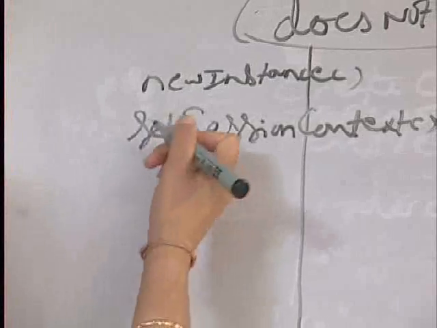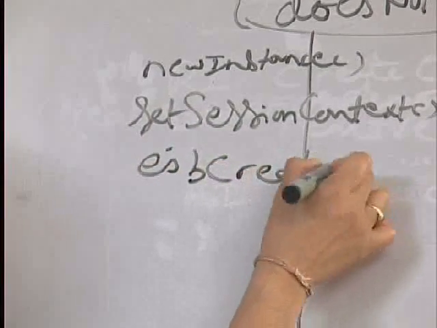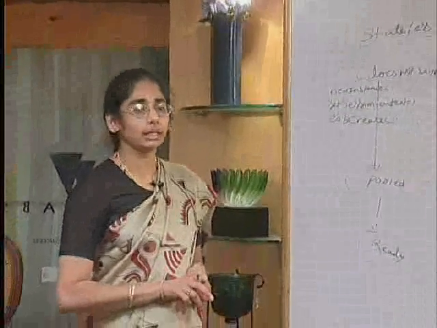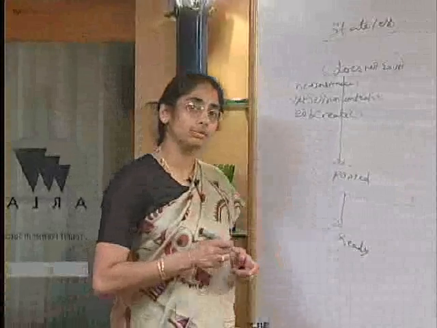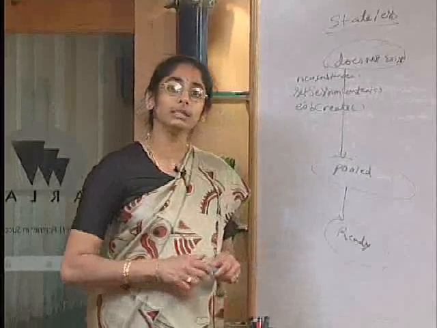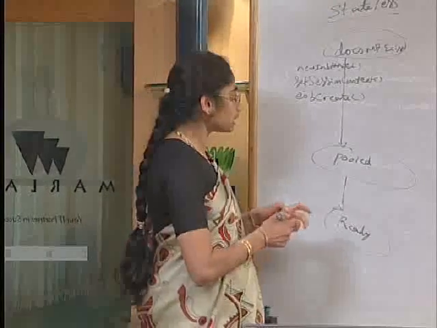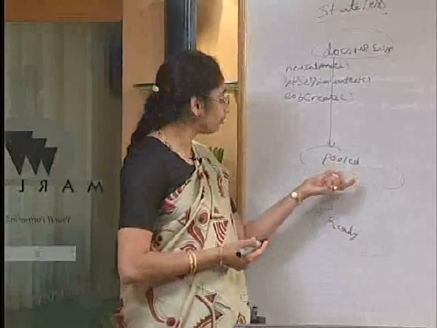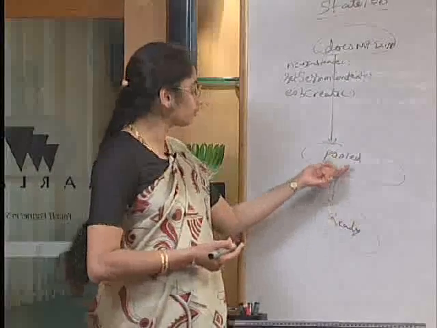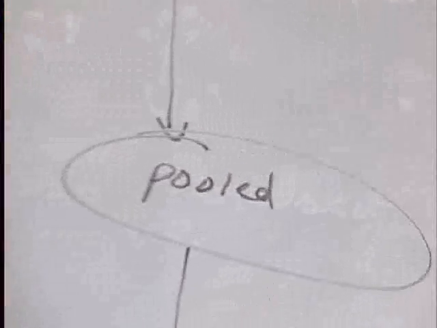After that, the EJB create method is called by calling a create method. EJB create comes from the bean class, which is a callback method which gets called when the create method is called. Once it's in a pooled state, then whenever a method call comes in, an instance from the pool is allocated to execute that particular bean's method.